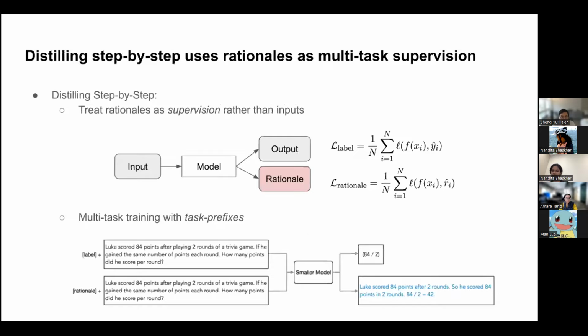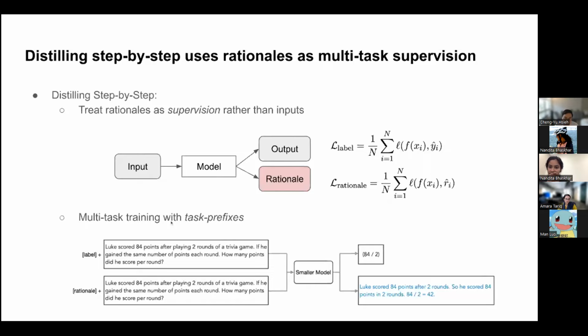So instead, in distilling step by step, we propose to treat the rationales extracted from the large language model as supervision rather than as inputs. The actual way we train a small model is that, given an input, we will either train the small model to output the label, as in the standard label prediction task, or we will train the model to output the rationale, in what we call a rationale prediction task. So given the input, one task is to predict the corresponding label and the other task is to predict the corresponding rationale. We facilitate this by conditioning the input on task prefixes.